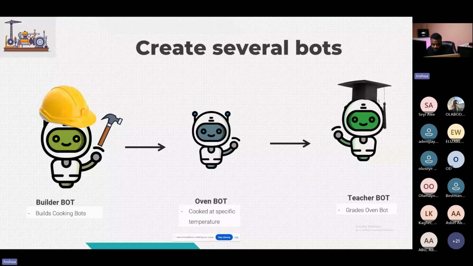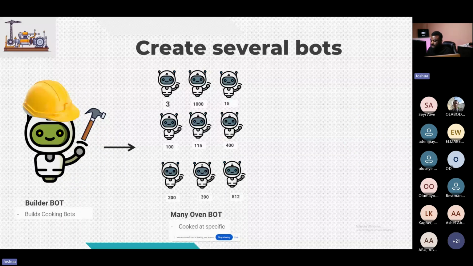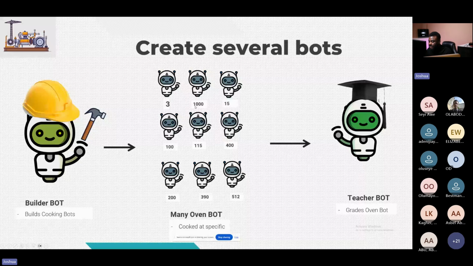So if you go back to our example, the builder bot will then build. Now, instead of building just one bot, it will build a series of bots. For this example, let's use 9 bots. It will build 9 bots with different parameters. So the little numbers below them represent their temperature. So this one can cook at 3 degrees. This one can cook at 1,000 degrees.